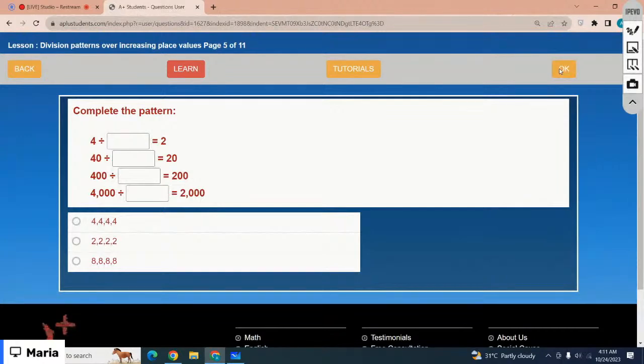Okay, 4 divided by missing number equals 2. 40 divided by missing number equals 20.